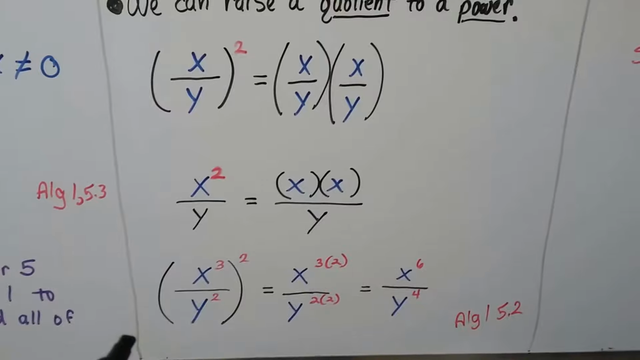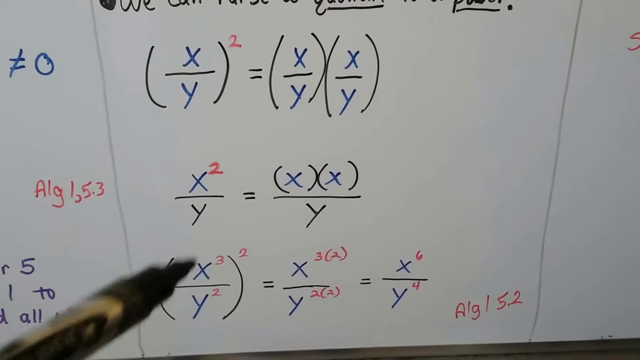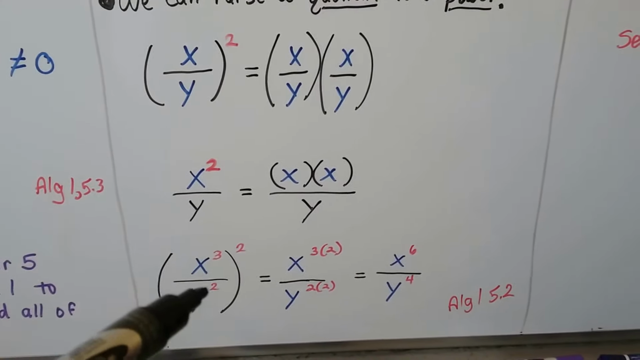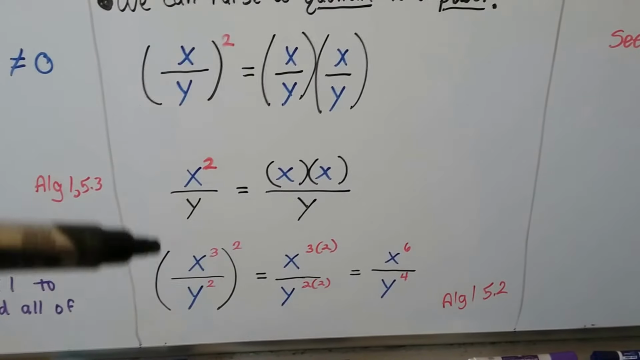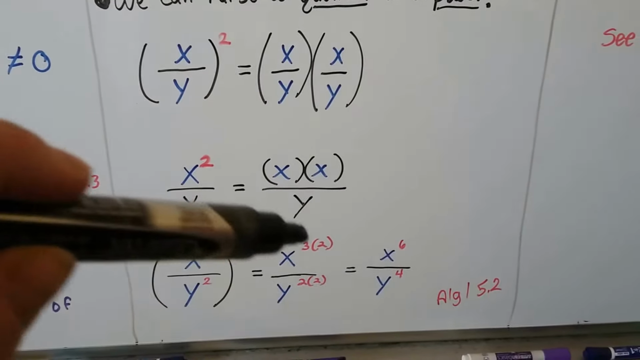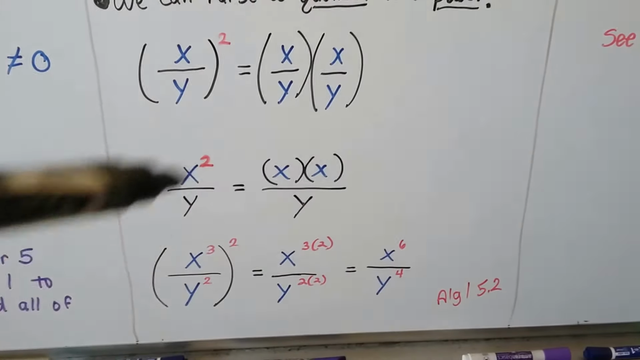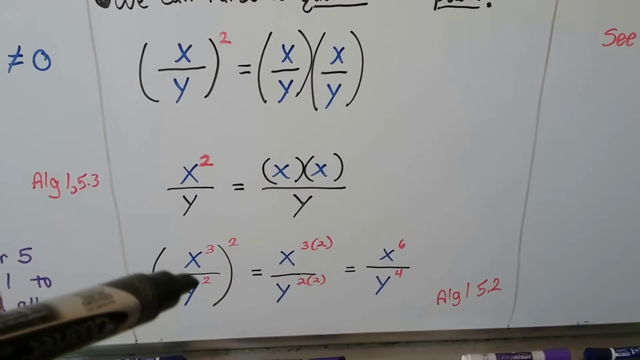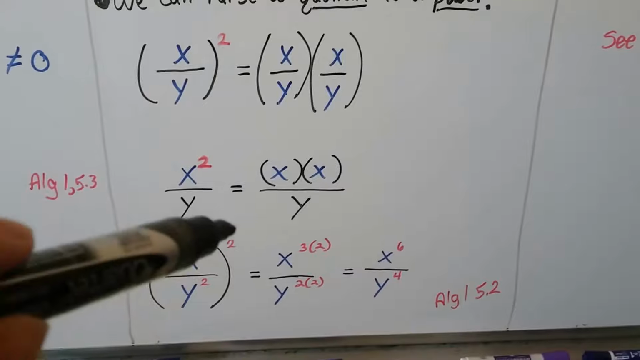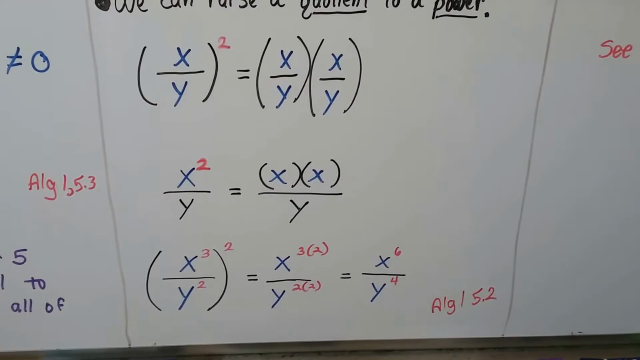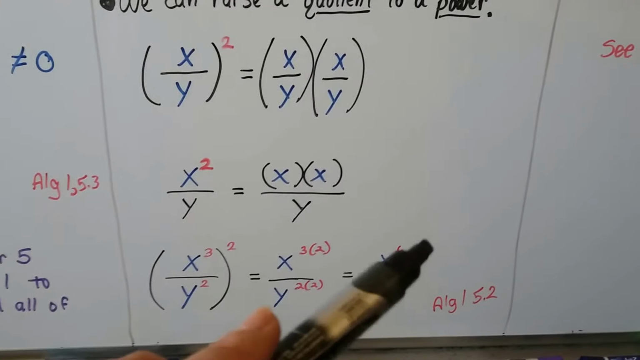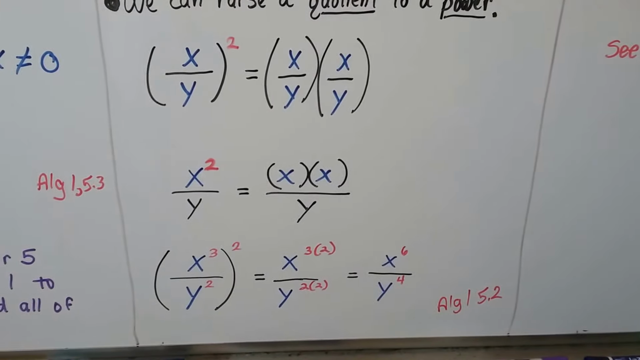And raising a quotient to a power, we have x to the third over y squared, and the whole thing is raised to the second power. We multiply the 3 times 2 and get an x to the 6. We multiply this 2 for the y times that 2 outside. See? And we get y to the 4th. And we can't subtract them because we don't have like bases. All right?